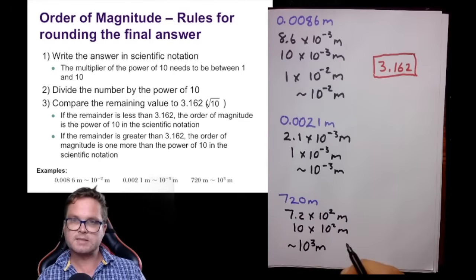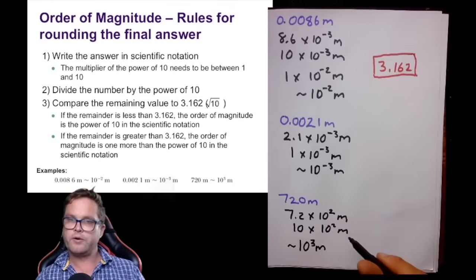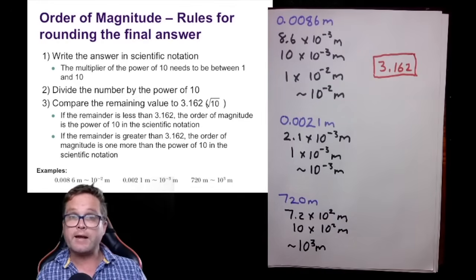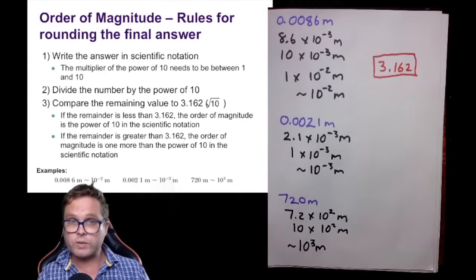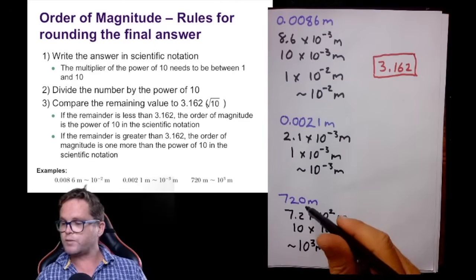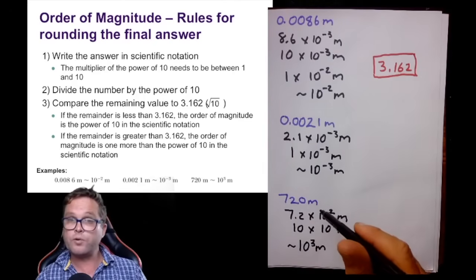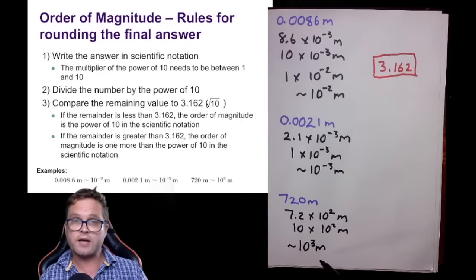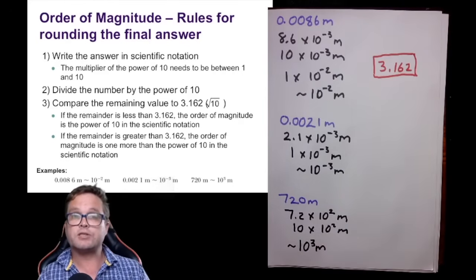So this is the solution then for this number rounded to an order of magnitude. If you think about it, it kind of makes sense, because what we've done is we've said 720 is close to 1,000. So we've said to order of magnitude 720 is close to 1,000. It's certainly a lot closer to 1,000 than to 100.